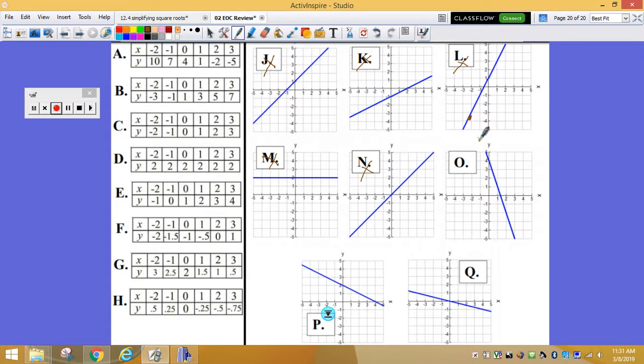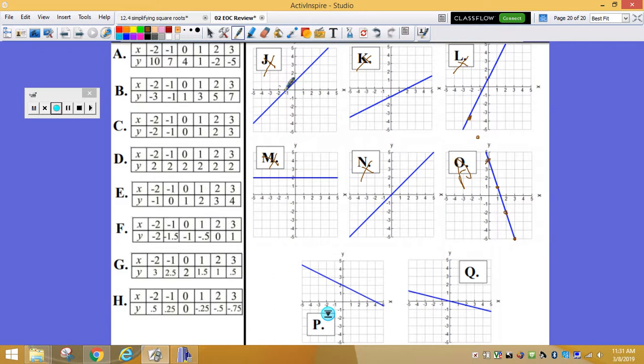-1, 7. Again, it could go through it. Can't really see. 0, 4. That works. 1, 1. That works. 2, -2. That works. 3, -5. That works. So the two that match are O and A. You see how we're doing these? We're just plotting the points. Let me do one more.